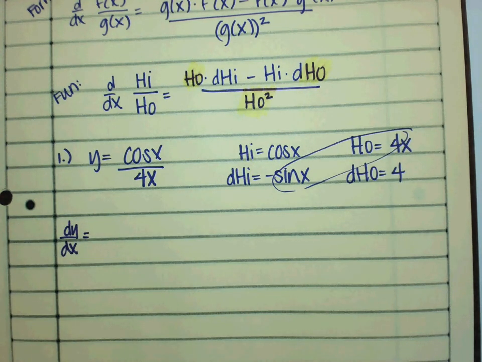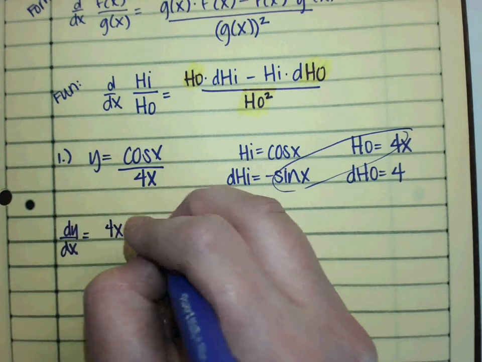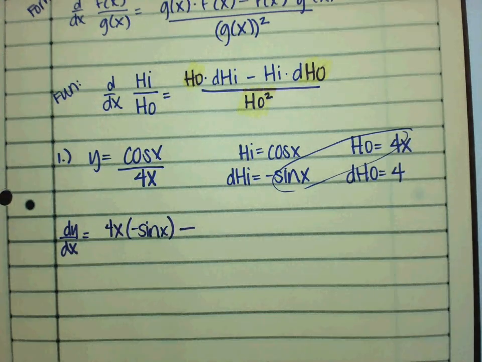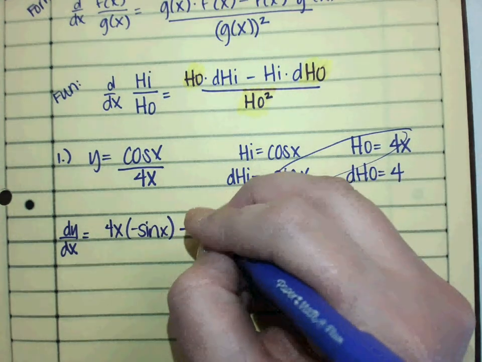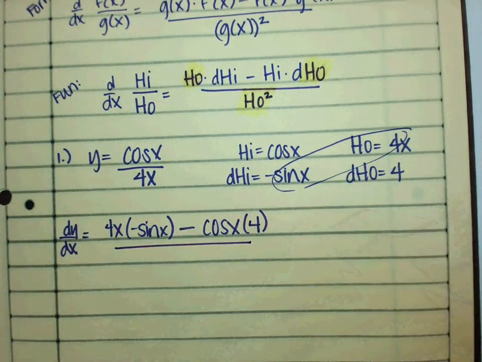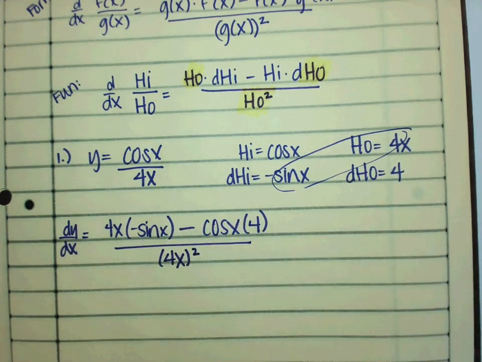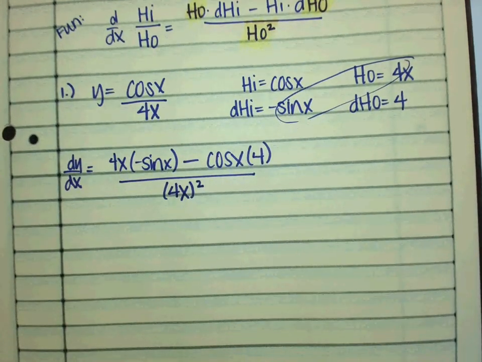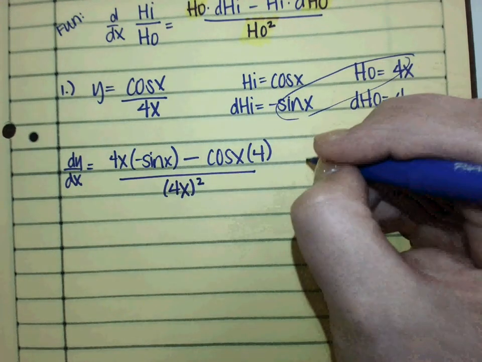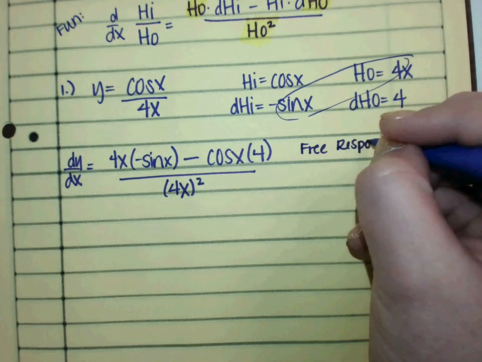d high is 4x times negative sine x, minus, and then high d ho, the other ho should go at the end, so cosine x times 4. Okay, then over ho squared would be 4x squared. Make sense? Okay, so if this is a free response, that answer is perfectly good enough.